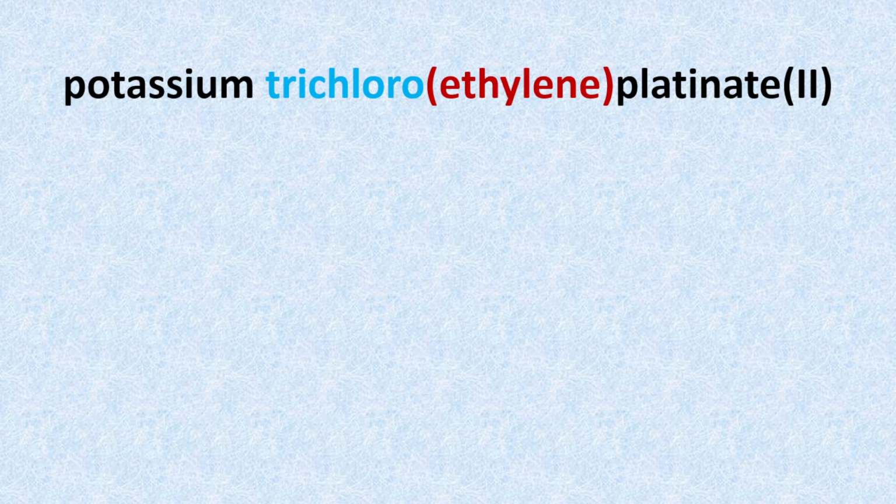This complex has 3 chlorides and 1 ethylene ligand. Platinate, that means platinum is a part of an anionic coordination sphere. Ethylene is a neutral ligand and 3 chlorides will give 3 negative charges. The oxidation state of platinum is +2. So the anionic coordination sphere will carry -1 charge.